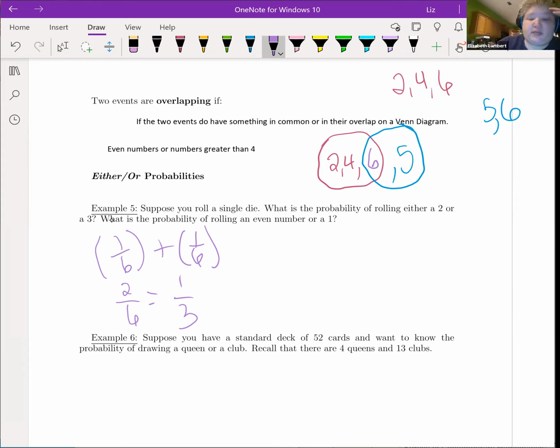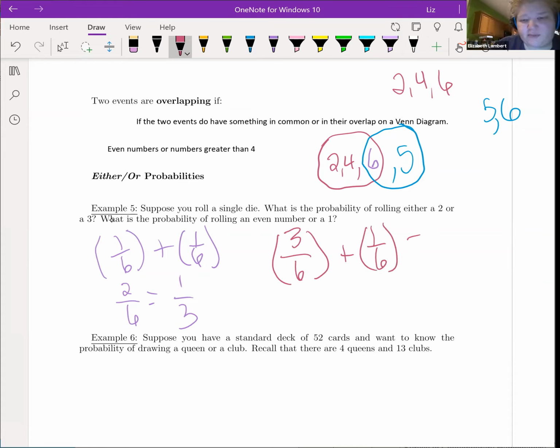Now the probability of rolling an even number or a 1. Okay, I know my evens. I had them up here in red, 2, 4, 6. And now instead of my 5, 6, I just have or a 1. The 1 is not an even number, so these are non-overlapping. There's the word I wanted. So the even number, there are 3 out of 6 of those. And of getting a 1, it's only 1 out of 6. So this becomes 4 over 6 or 2/3.